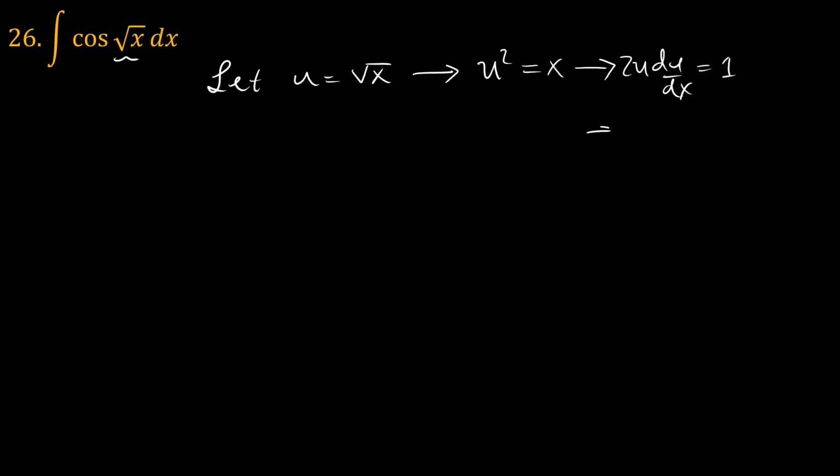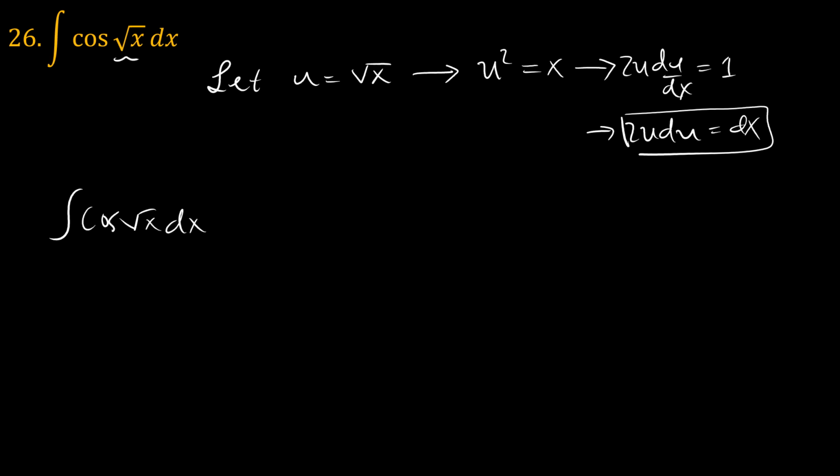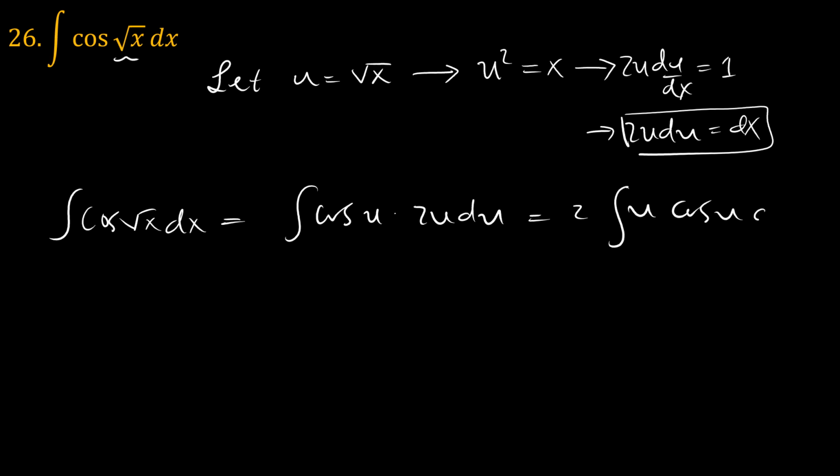What that means is that 2u du can be used to substitute for dx. So that's an important step. And so our integral in the x domain becomes as follows in the u domain, right? Which is equal to the integral of 2u cosine of u du. And cosine of u can be expressed as the derivative of sine of u, right?